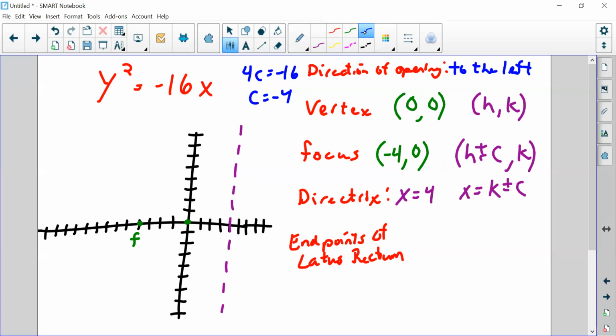8. 2 times C. So I need to go 8 units up from that focus. 1, 2, 3, 4, 5, 6, 7, 8. So what would be the ordered pair for that point? -4, 8. So that's going to give me one endpoint at -4, 8. And then where would the other one be? -4, -8. 1, 2, 3, 4, 5, 6, 7, 8.